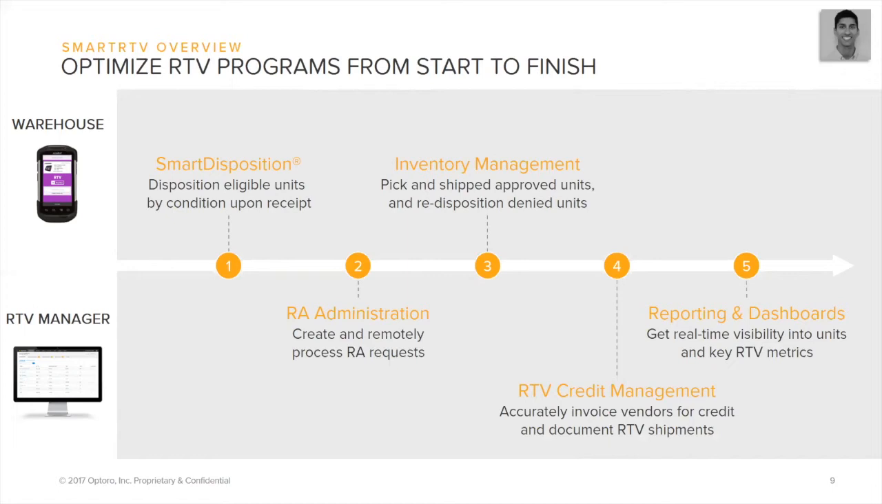And after units have been returned to vendor, the RTV manager or accounting team can search for shipment manifests to build credit memos for only those units that have shipped. This is really important for avoiding credit disputes down the line. Fifth, and finally, RTV managers have access to a suite of reporting and analytics that helps them benchmark vendor performance, document RA and shipment activity, and identify areas for program improvement.